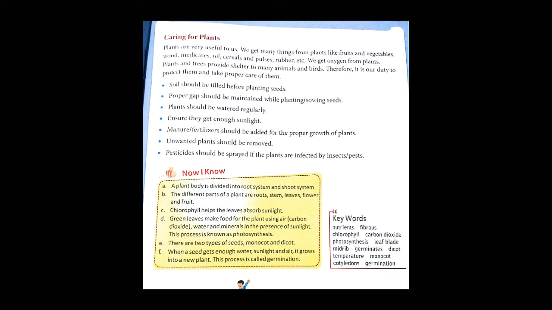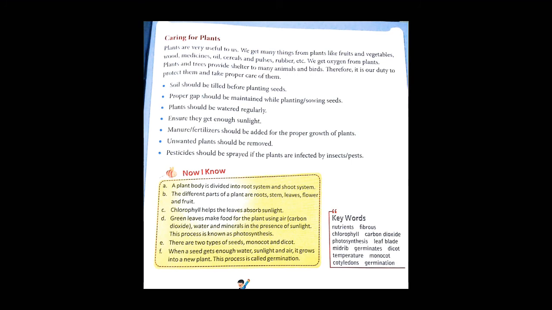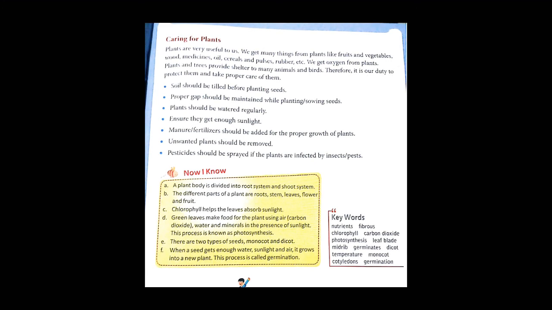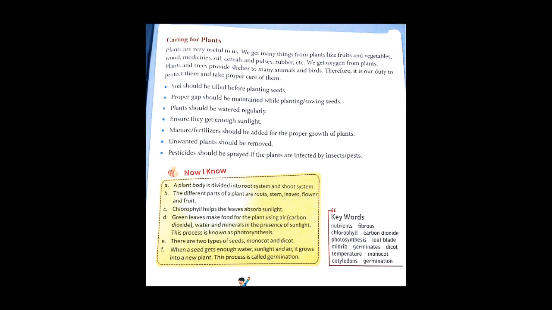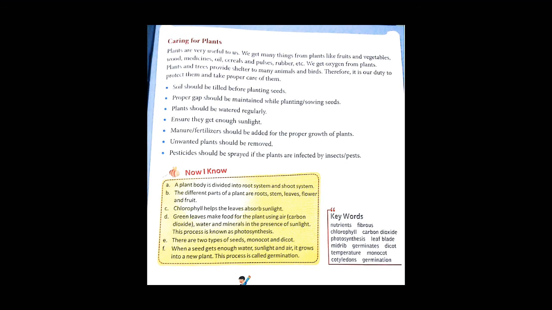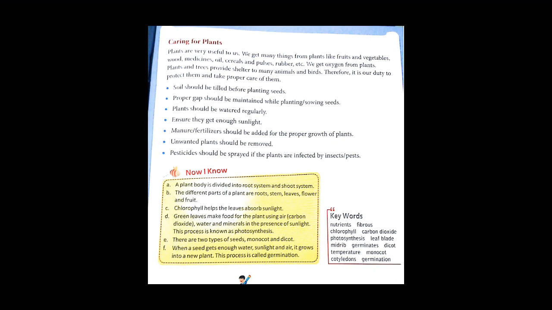First of all, soil should be tilled before planting seeds. Secondly, proper gaps should be maintained while planting or sowing seeds. Number 3, plants should be watered regularly. So children, you can do this. Now number 4, ensure they get enough sunlight. And the next point is manure or fertilizer should be added for the proper growth of plants. Now the next, unwanted plants should be removed. So plants which you do not want, you should remove them.